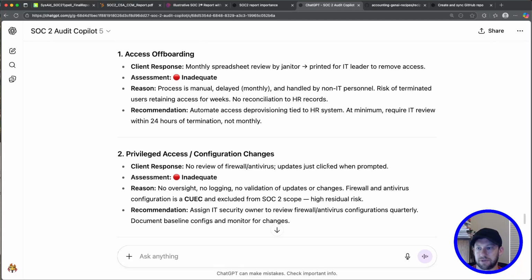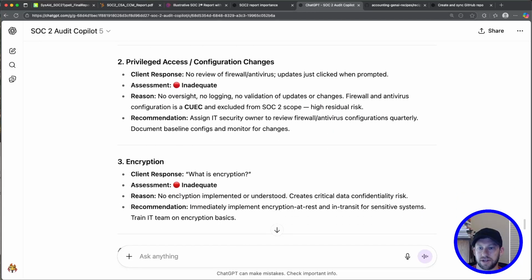Privilege access and config changes: inadequate. There's no review. Updates are just clicked when prompted. There's no oversight, no logging, no validation. Firewall and antivirus are excluded from SOC 2 scope, so this is a high residual risk. Recommendation: assign an IT security owner to review firewall and antivirus configs quarterly. Document baseline changes. These are great.